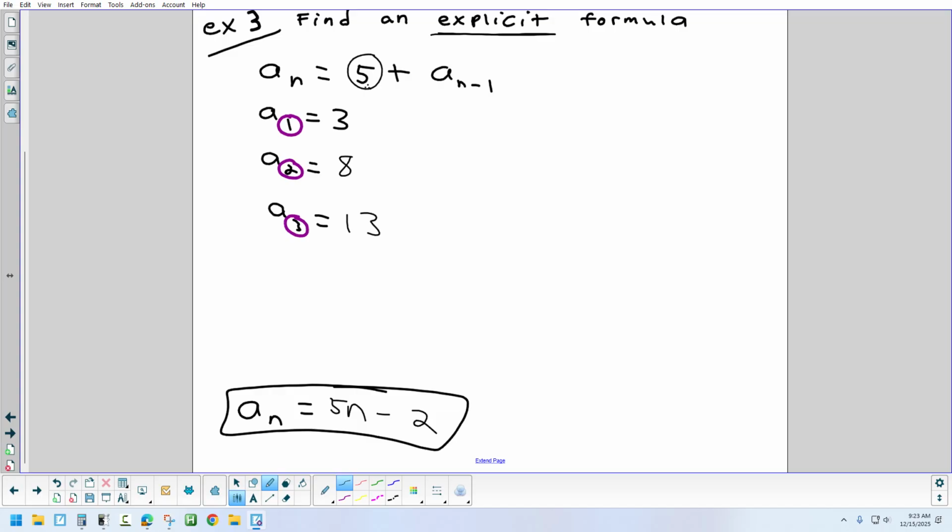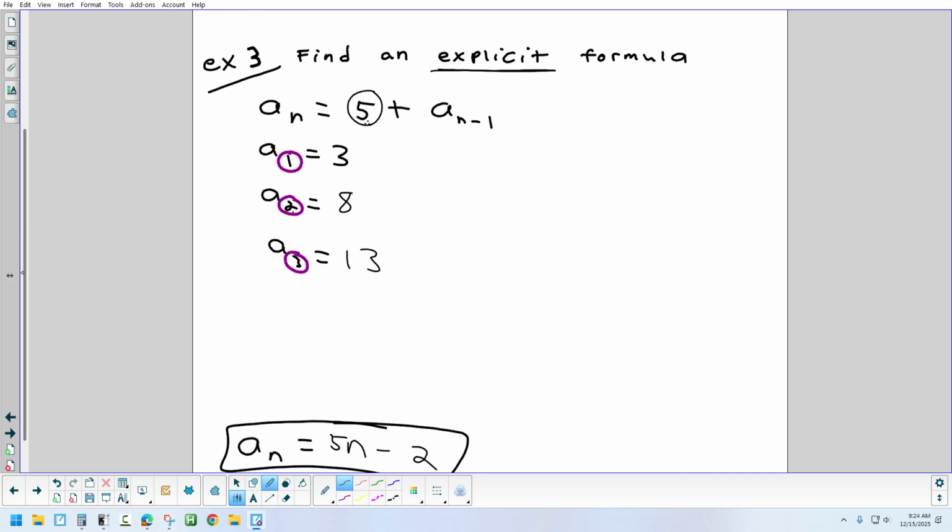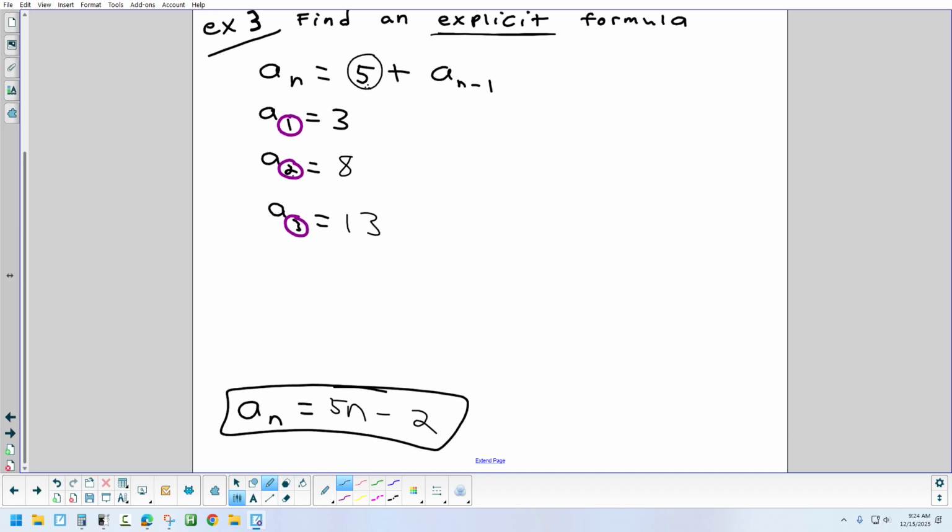So let's try it. If we want to find the third term, what's 5 times 3? 15 minus 2. 13, perfect. Let's try it on the second one. What's 5 times 2? 10, and 10 minus 2? 8, perfect. So now if we wanted to find any term, so you want to know the 100th term, 5 times 100 is 500. 500 minus 2, 498. Very easy to find the 100th term, even though it's really far down in our sequence.